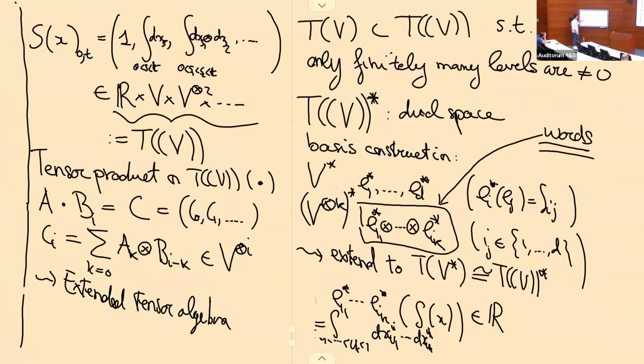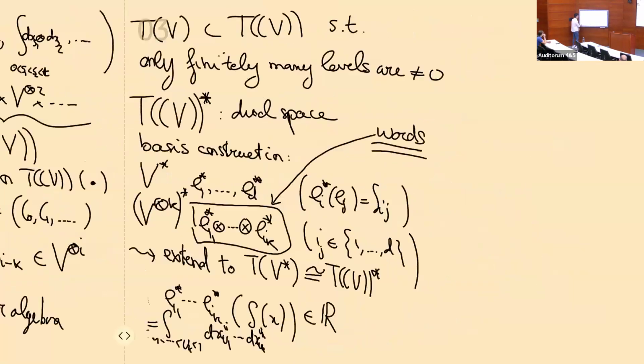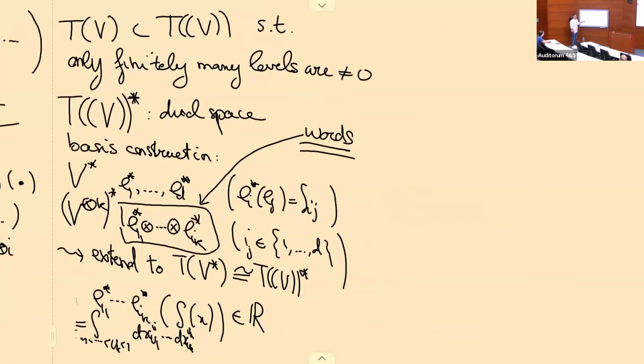It naturally lives in this space here, which is the product of all the tensor powers of the underlying vector space V. It can be equipped with a product and made into a non-commutative algebra, which we call the tensor product, defined in this way. And we can index elements of this space using words. That's all I've said.